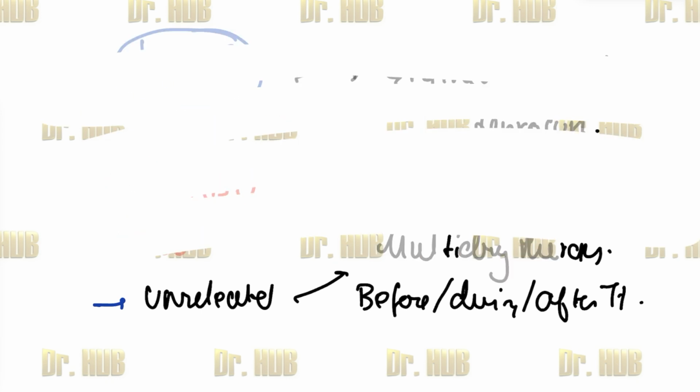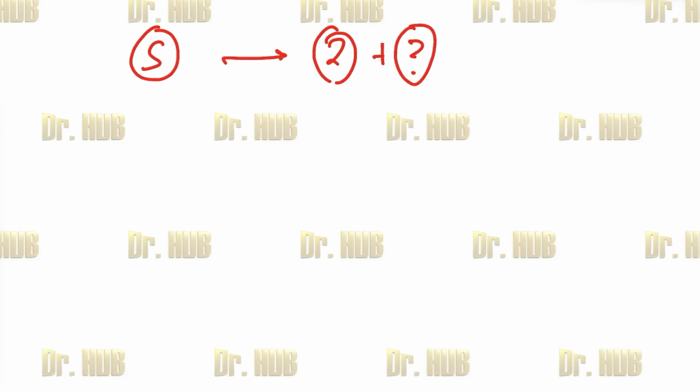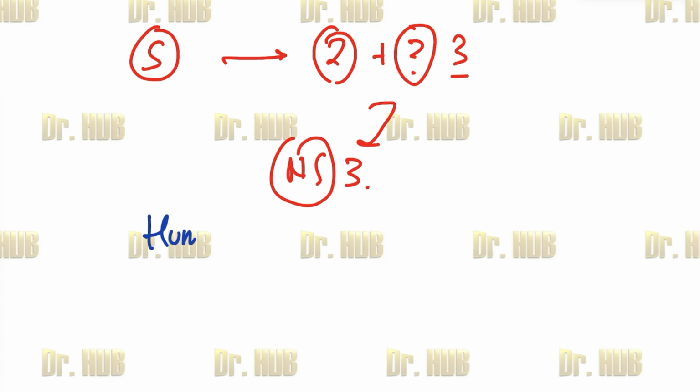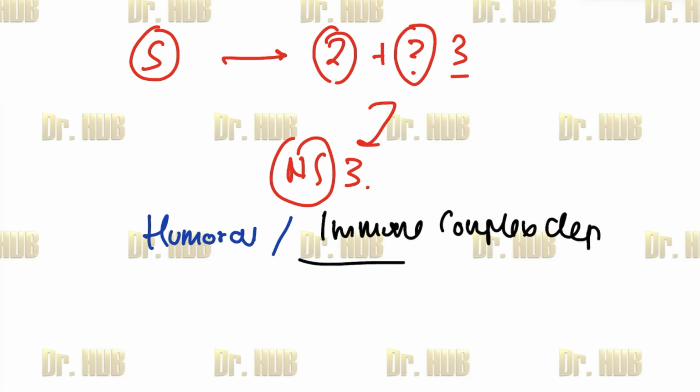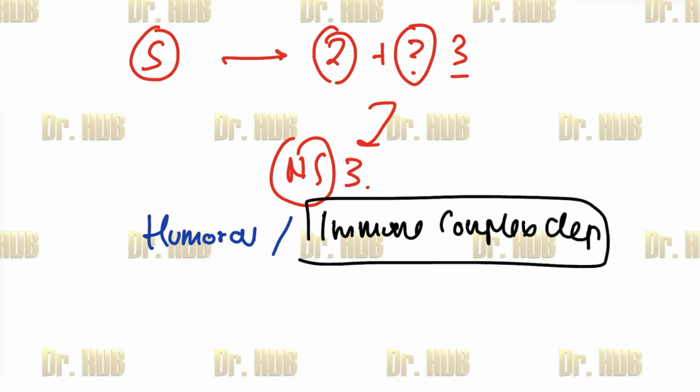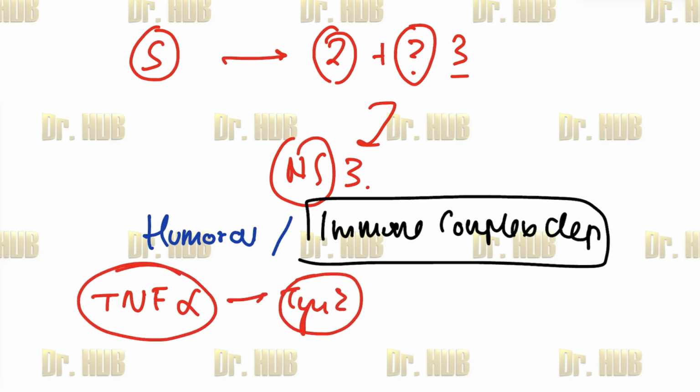So what type of reaction is this? The sum amounts to 5. In case of type 2, 2 plus what will give you 5? It is 3. So this is hypersensitivity type 3, and it is primarily humoral, with immune complex deposition in tissues and vessels. The cytokine involved is TNF alpha in type 2 of the Lepra reaction.